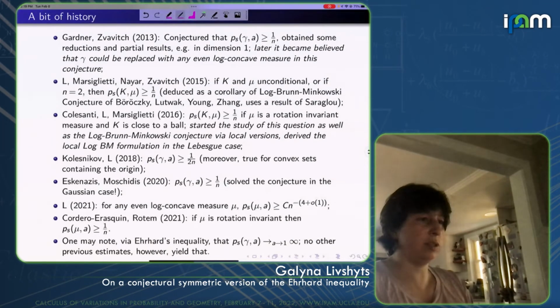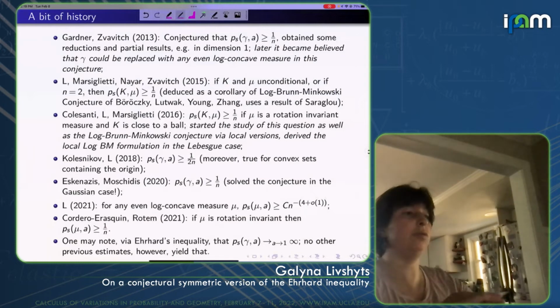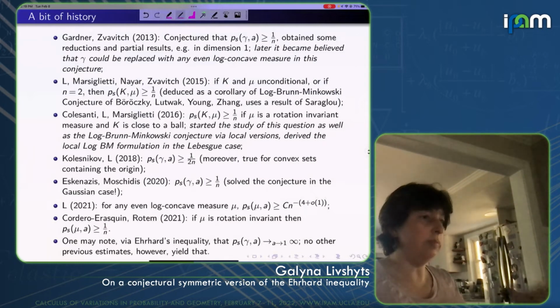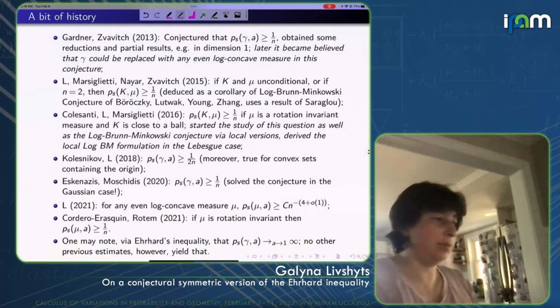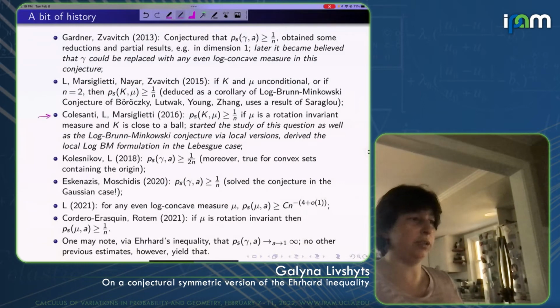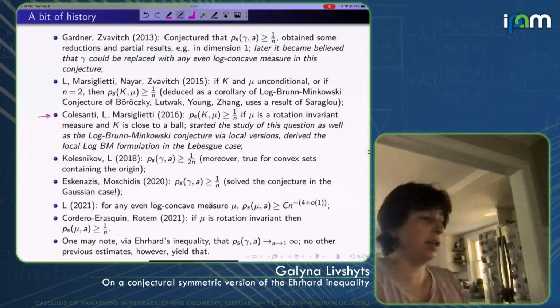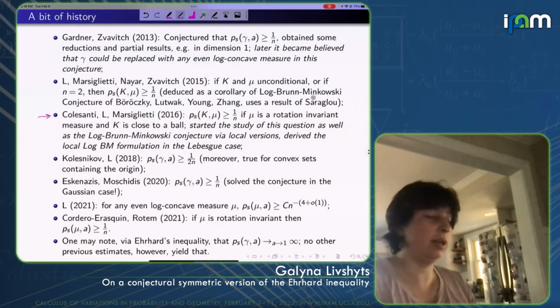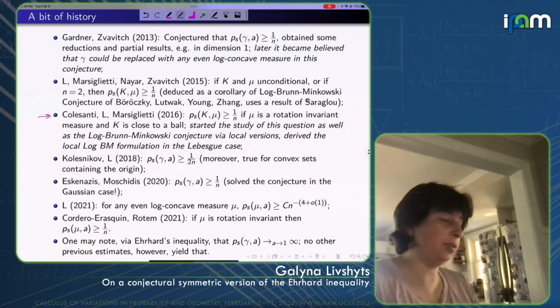So Galyna and Livshyts conjectured that for the Gaussian measures, this power is uniformly bounded by 1 over n everywhere. Later, I believe that we wrote it in this paper with Constantine for the first time, that any even log-concave measure should satisfy it with respect to symmetric convex sets. Together with Mastiglieti and Livshyts, we showed that this conjecture would follow for any log-concave measure if the log-Minkowski conjecture was true. That's celebrated. We will hopefully hear about it more in some upcoming talks. We haven't heard yet.